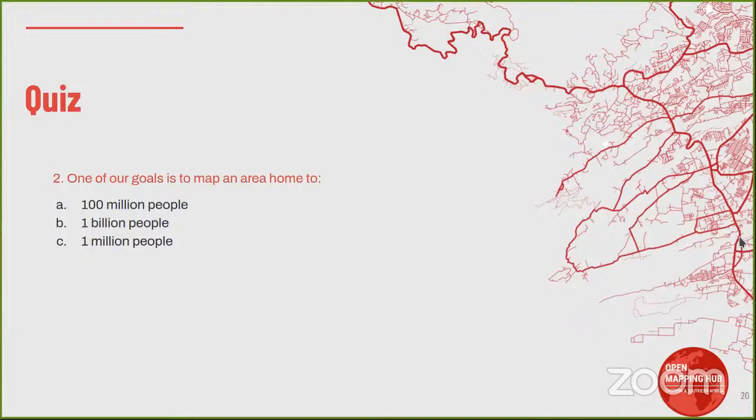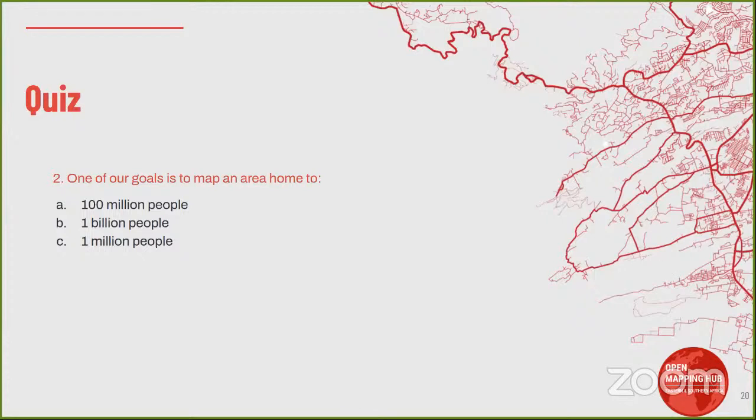Next question. One of our goals is to map an area home to 100 million people, 1 billion people, 1 million people. Answers in the chat. Laura, I think you can see from the answers that people were paying attention, so that's really good. The correct answer is 1 billion people. And so congratulations, everyone.